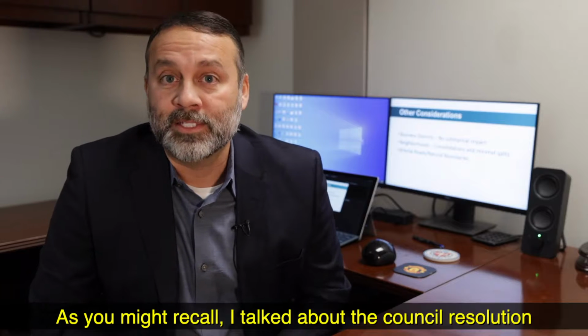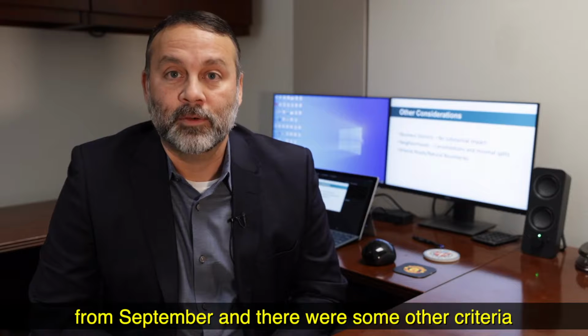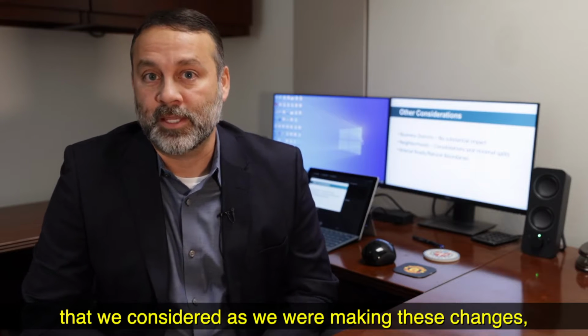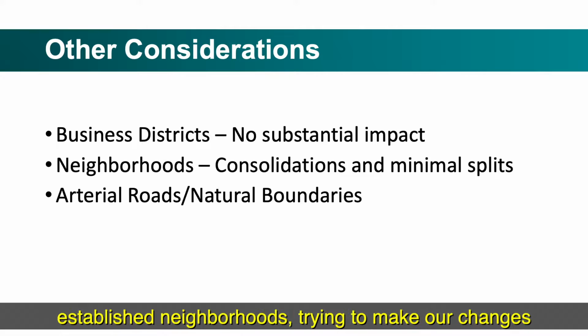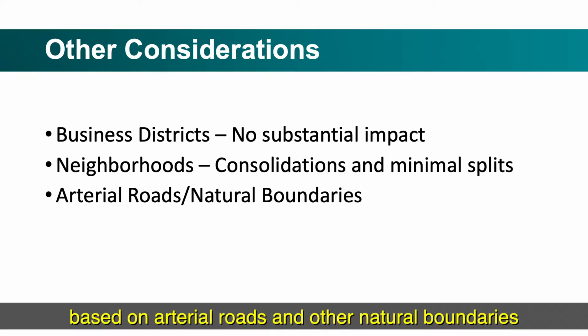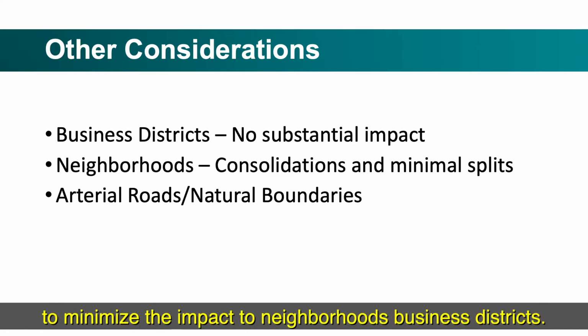As you might recall, I talked about the council resolution from September, and there were some other criteria that we considered as we were making these changes. And those were things like looking at business districts, established neighborhoods, trying to make our changes based on arterial roads and other natural boundaries such as highways. And we did take a look at these and tried to minimize the impact to neighborhoods and business districts.